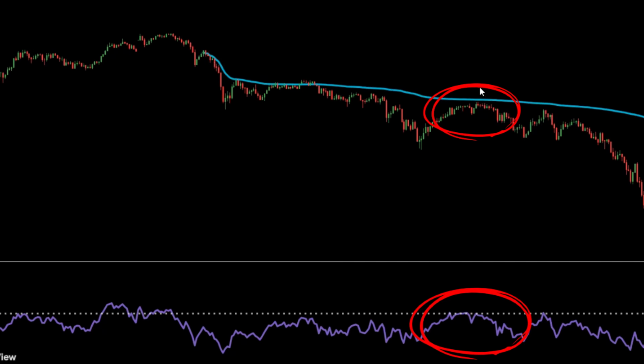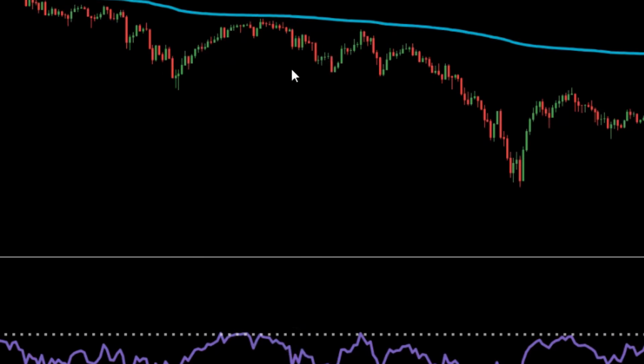Check the RSI. It's below 50 and moving downward, confirming bearish momentum. Now wait for a bearish candle near the VWAP. Here it is. This is our entry candle. Enter at the close of the candle.